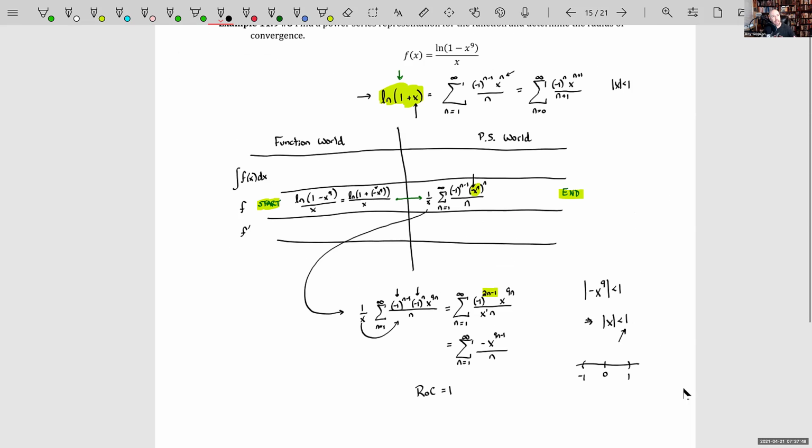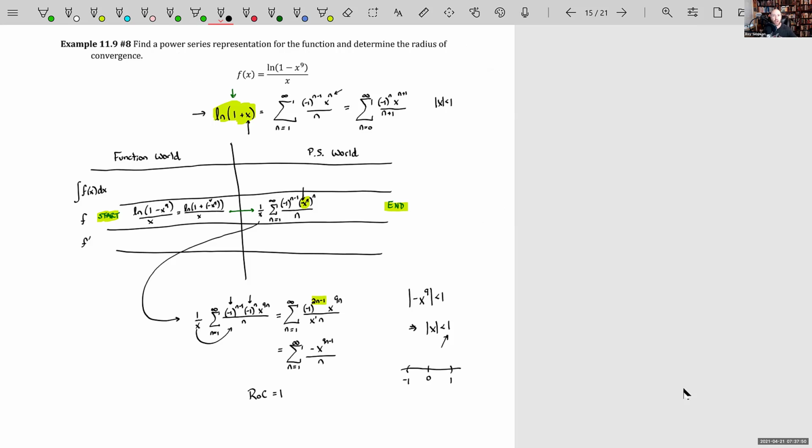Questions on that example? Anything that I can clarify for you? Anything that I can adjust or help you out with?